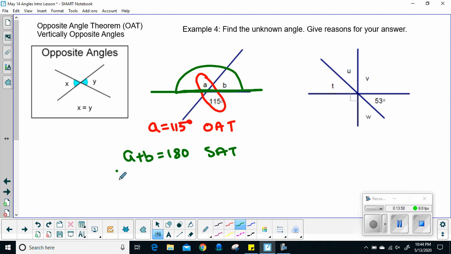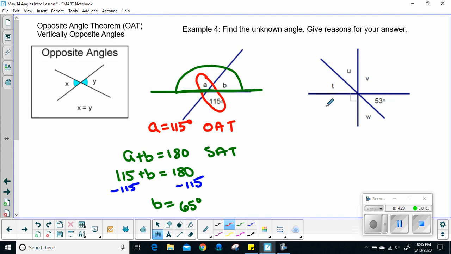And now I know that A is equal to 115 degrees plus B equals 180. Let's rearrange here. Minus 115, minus 115. Angle B equals, what's that, 65 degrees. Neat, eh? Let's do this one.